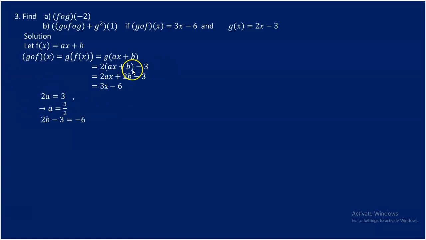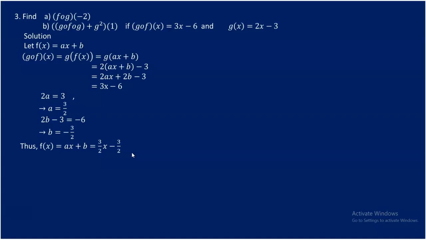What about b? In order to find b, come here, 2b minus 3 is a constant. But you have been told here that minus 6 is again a constant. So you need to equate these two. 2b minus 3 equals minus 6, as stated here. So from this, b is minus 3 over 2. Once we determine these two values, a and b, f is known, because f was written as ax plus b. Now we have determined a and b, so it is a matter of plugging these two values in, so we have f of x to be 3 over 2 x minus 3 over 2, or we can say 3 over 2 times x minus 1.